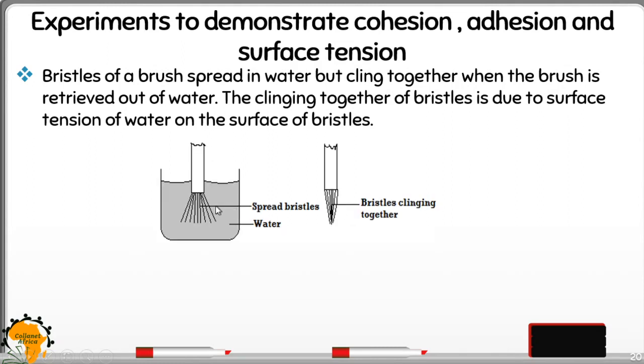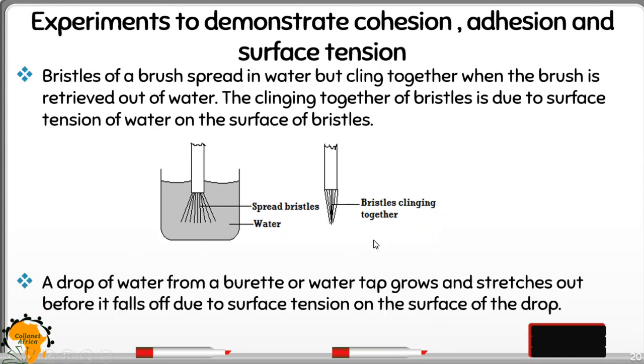Then we have another case when you have bristles. When you put the bristles of a brush inside water, they spread. When you remove them, they cling together. This clinging is due to the surface tension. You have a drop of water that is coming from a water tap or a burette. This drop first grows, it increases in size, then it stretches before it falls. This shows that there is surface tension on that drop.